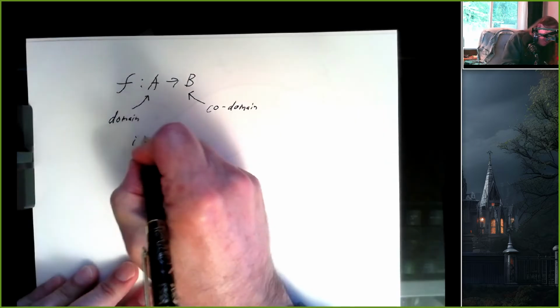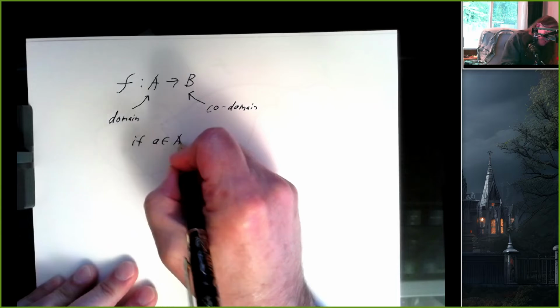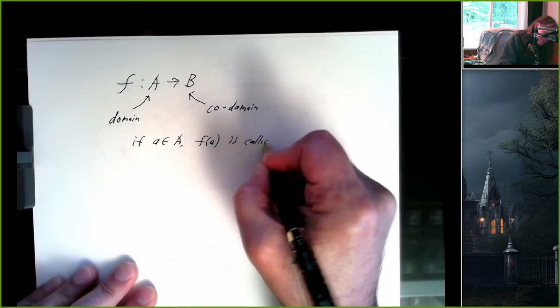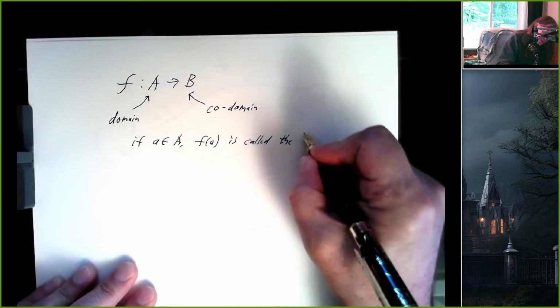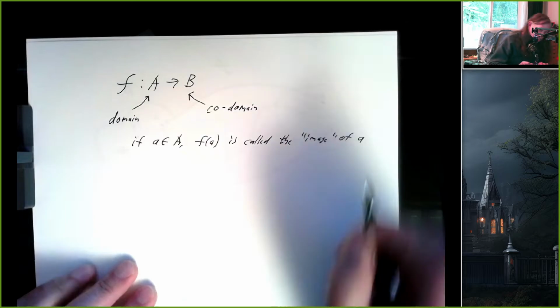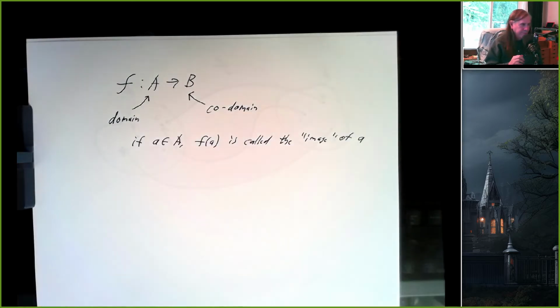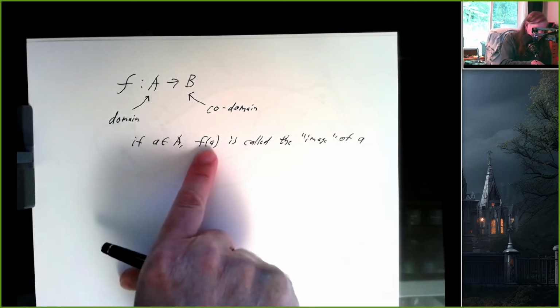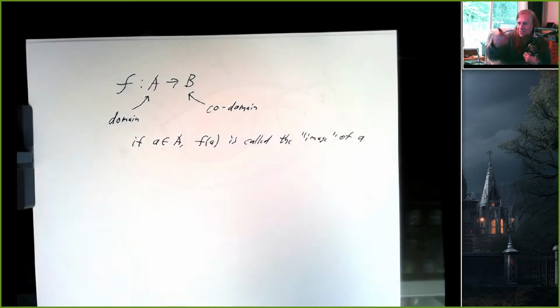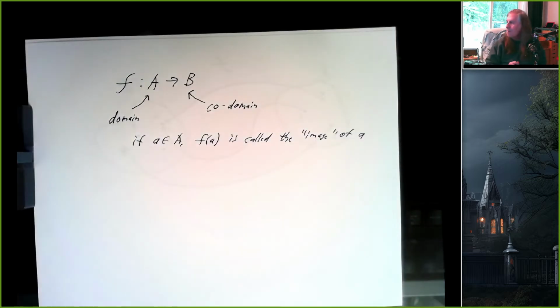And if a is an element of set A, f(a) is called the image of a. So this is the thing that we get when we take little a and we say, what is it mapped to? Sometimes we just call that the image.